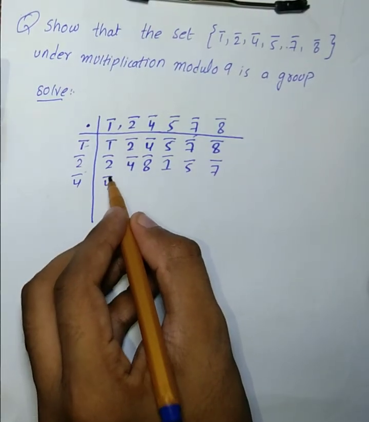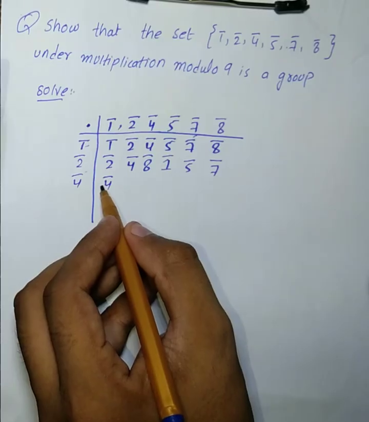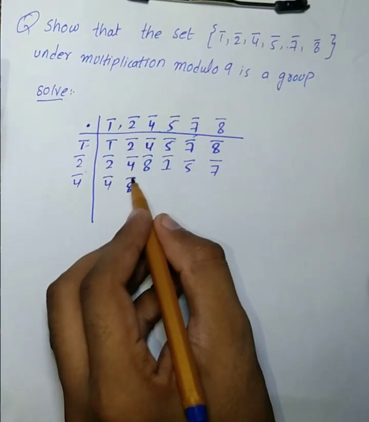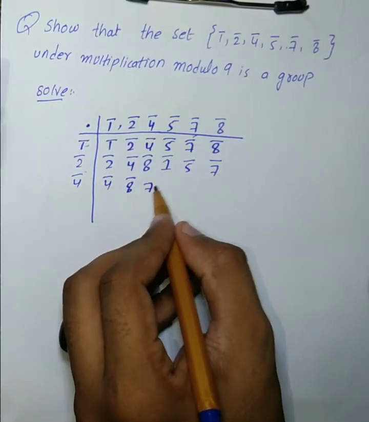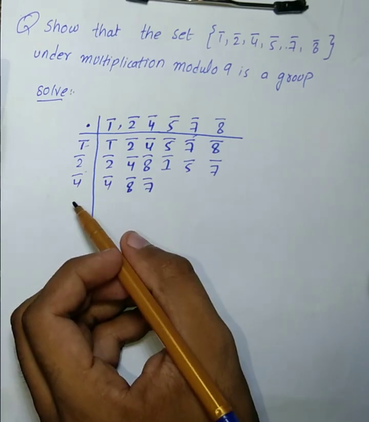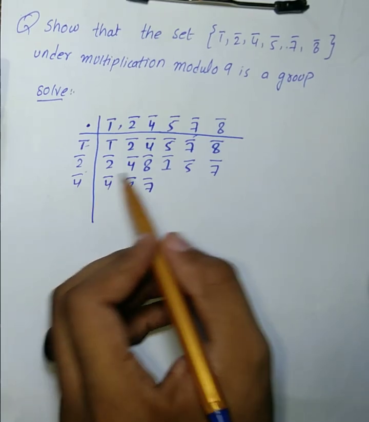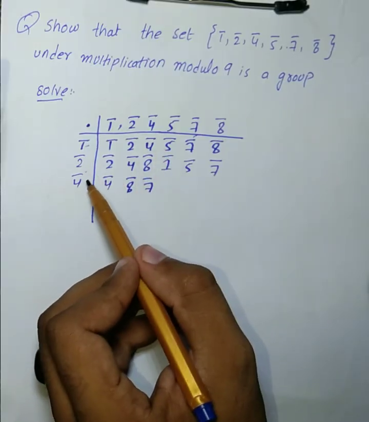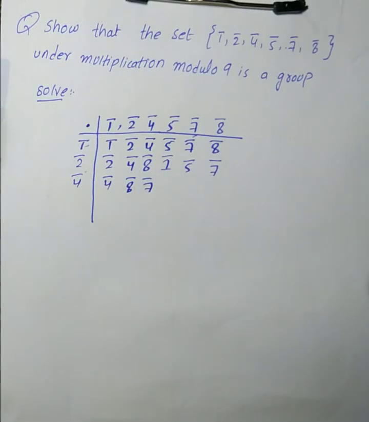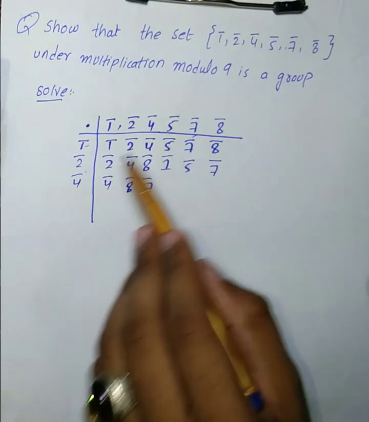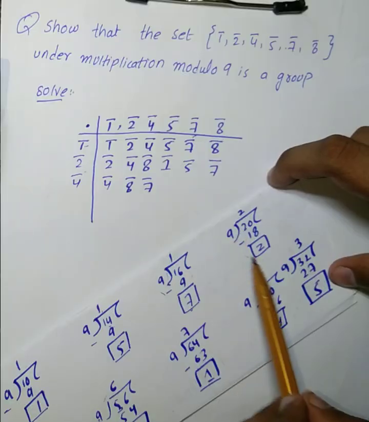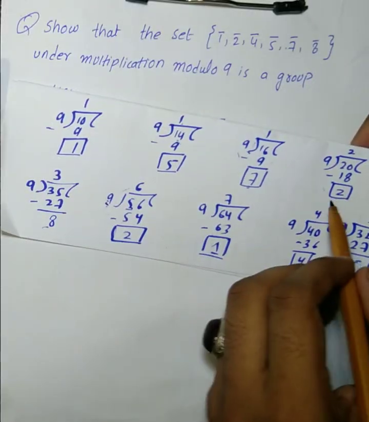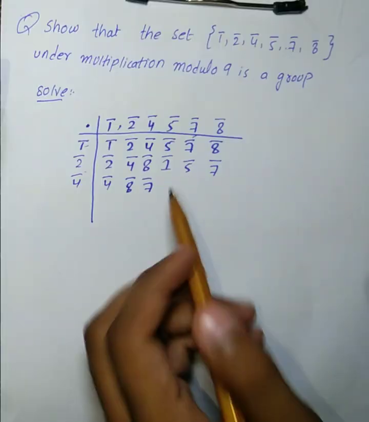4 times 1 is 4, and 4 times 2 is 8, and 4 times 4 is 16, and the remainder of 16 divided by 9 is 7. And 4 multiplied by 5 is 20, and 20 is greater than 9, so we divide by 9, and the remainder is 2. So the answer given in the table is 2.